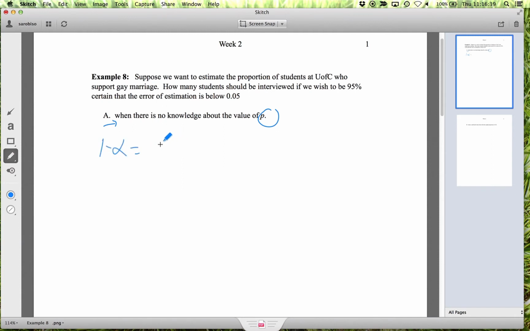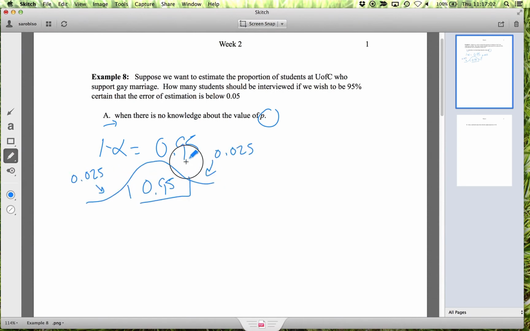Okay, let's start by writing down what we do know. 1 minus alpha is called the confidence level. Here our confidence level is 95%, meaning that of course we're going to base this on the normal distribution. In the middle of the graph we should have 95% of our data, and left over in both tail areas we have 2.5%.